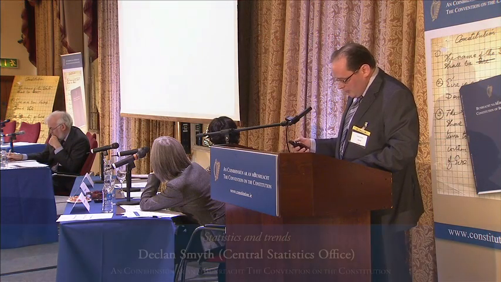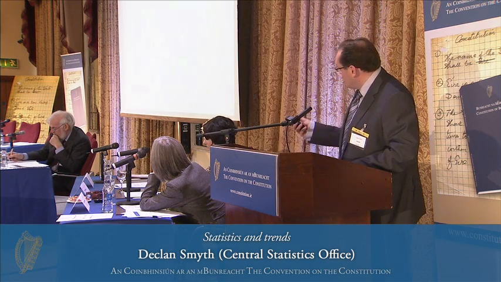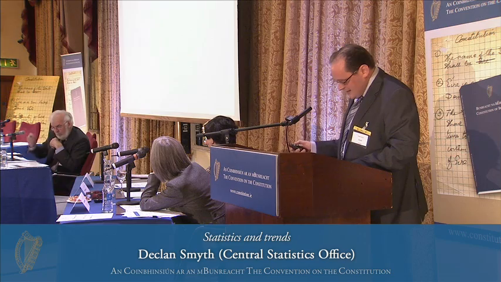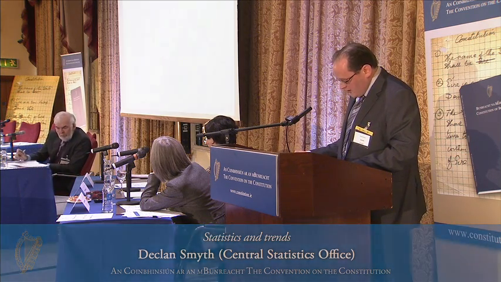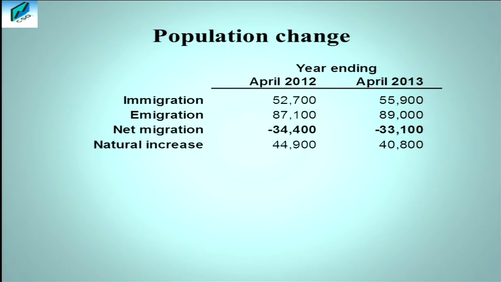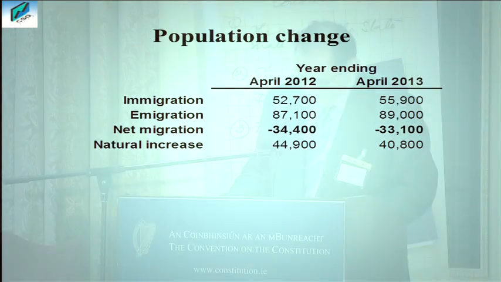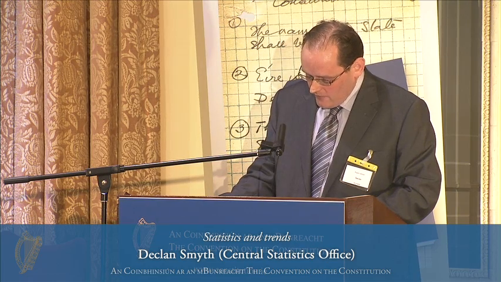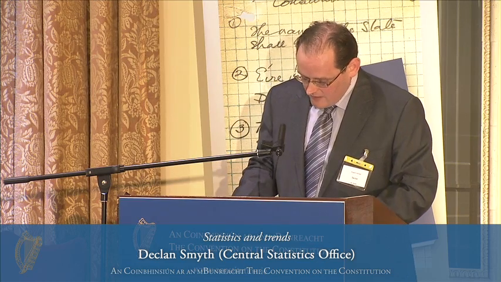In fact, we just published the population migration estimates for the year ending April 2013 last month. The main results of this release was immigration in 12 months to April 2013 is estimated to have increased to 55,900 from 52,700 in the previous year. Emigration also increased over the same period to 89,000 from 87,100, and these combined changes resulted in a total net outward migration of minus 33,100, which remained broadly constant with the net outward migration of minus 24,400 in the previous year. Natural increase over the same period was 40,800, a fall of 4,100. The combined effect of these components was a small increase in the population, bringing the population estimate to 4.59 million in April 2013, an increase of 7,700.